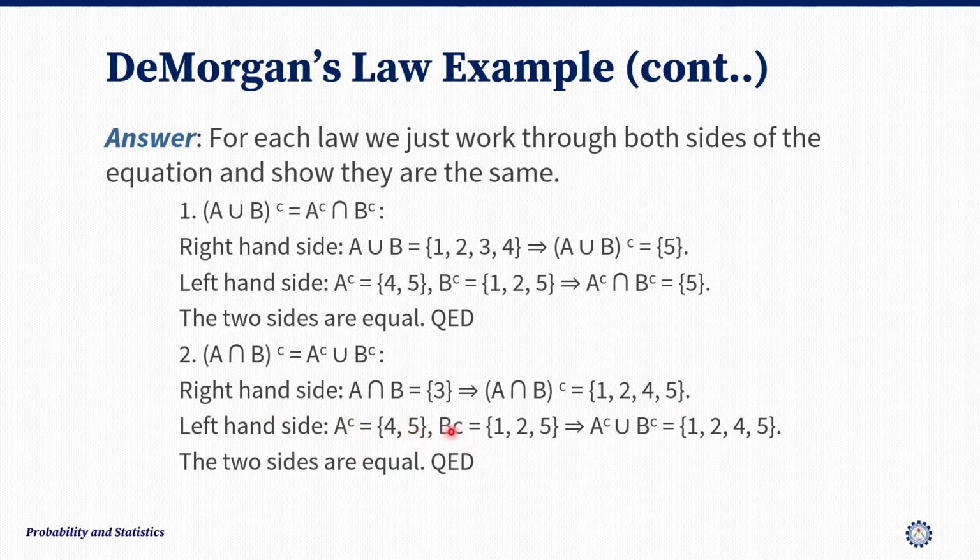On the right hand side, A complement is equal to 4, 5. We have B complement 1, 2, 5. If we get the A complement union B complement, we get 1, 2, 4, 5. So that proves De Morgan's law. Okay, so that's an example of De Morgan's law. Also, the two sides are equal.